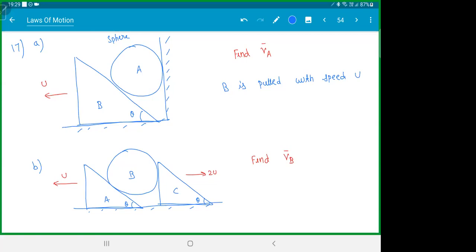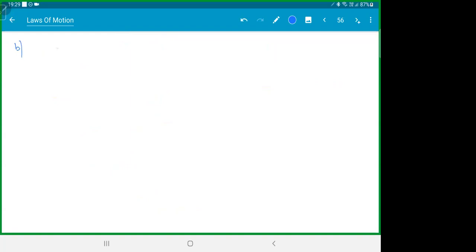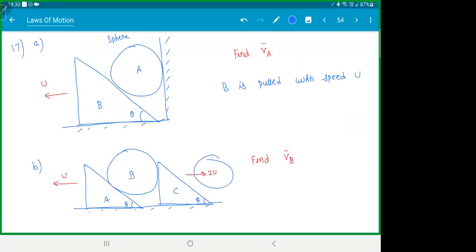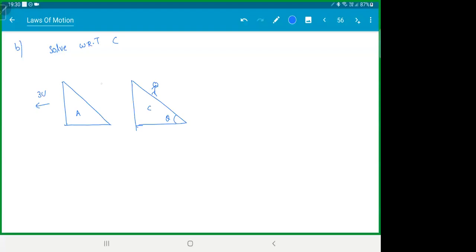How to do this? Let me show you the first method. The problem is that both the wedges are moving. Stop one of them. Solve with respect to C. The moment you stop C, you're keeping the observer on C. If you ask him what is happening, he will say, I'm at rest. Now this guy A is going with 3U, isn't it? Relative velocity: C is going with 2U, so opposite to U, it is 3U. So C will think A is going with 3U. And this whole question becomes like the first problem.